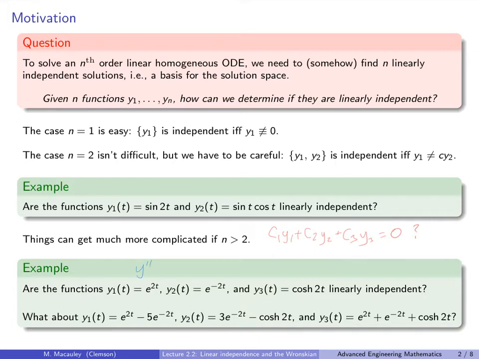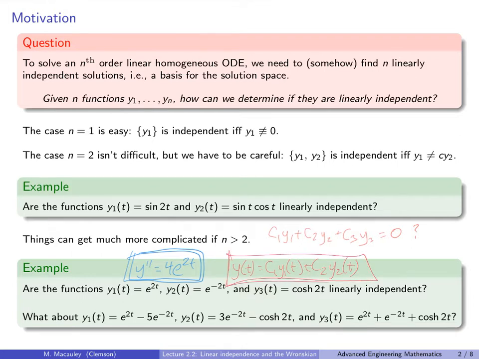Y double prime equals 4e to the 2t. You can check this if you want, but it's not hard to check that all three of these functions are solutions to this. Now you know that the general solution to this equation is a two-dimensional vector space. That means that y of t equals c1 y1 of t plus c2 y2 of t.